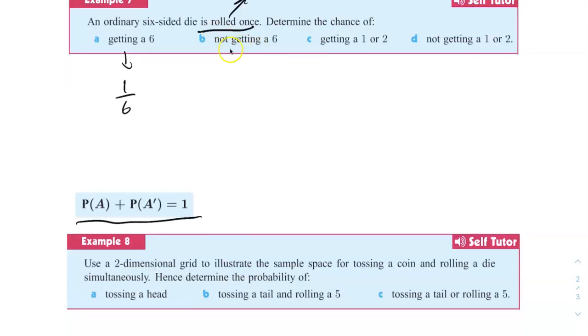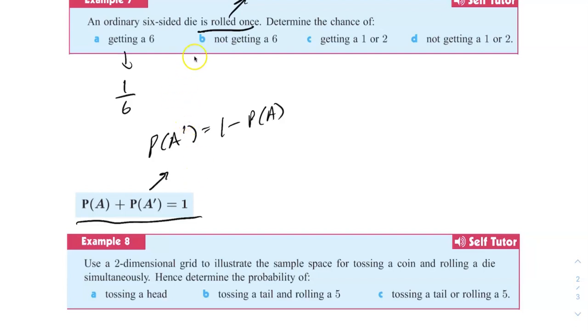Not getting a 6 versus the complement of getting a 6. Remember, the way that works is, if you add up the probability of an event plus the probability of not doing that event, it should equal 1. These two together should add up to 1. And we mostly use it as this: if you want to find the complement of something, it's just 1 minus the odds of that one thing happening.